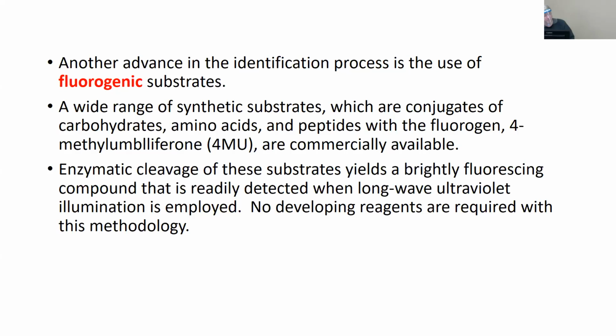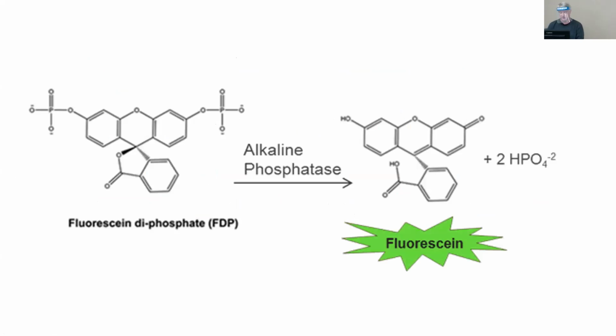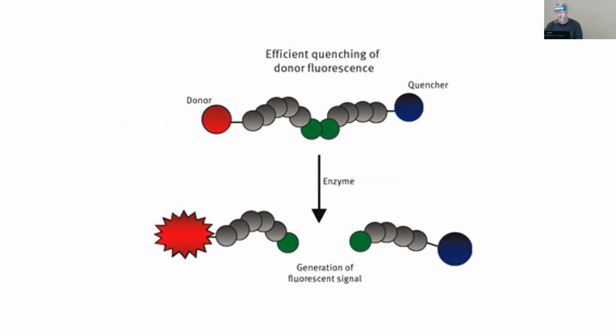Another advancement in ID is fluorogenic substrates, where we can get them to light up: a wide range of synthetic substances, conjugates, enzymatic cleavage, all that good stuff. We have fluorescence being produced. So alkaline phosphatase converts fluorescent diphosphate, and then we can light that up. We use that with things like FISH, okay?